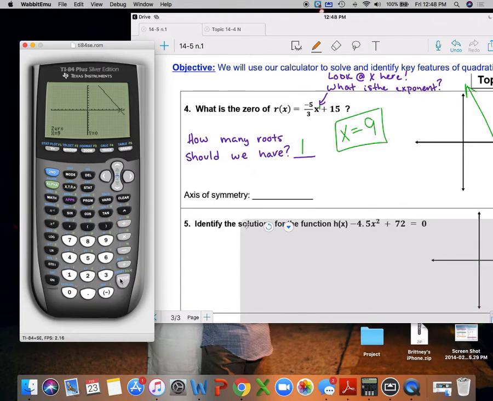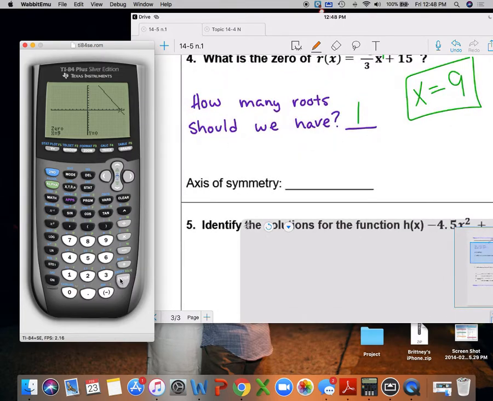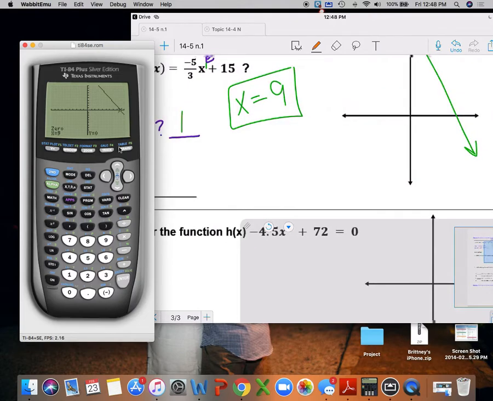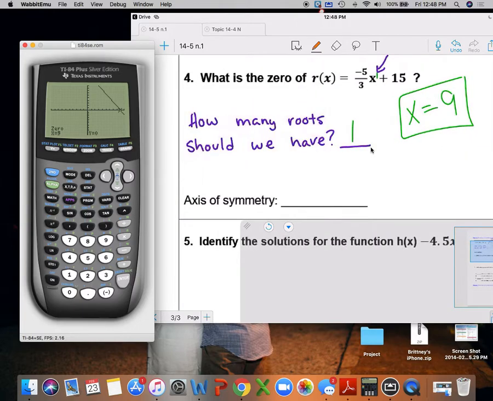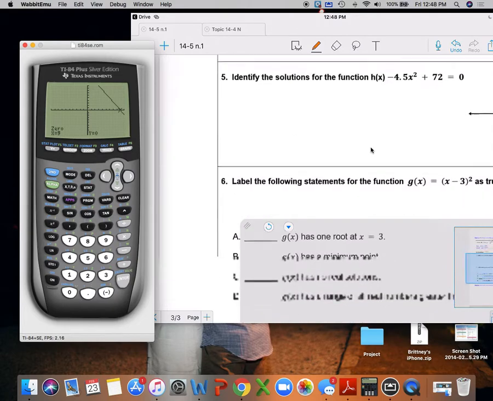Now it also asks us for our axis of symmetry. Well, remember, the axis of symmetry is where you could fold your paper and the left side would match the right side. It is always an x equals line. Well, there's nowhere on this graph that I could fold up and down and the left side would match the right side. So the axis of symmetry only works for quadratics. It does not work for linear equations, not in the same way at least.